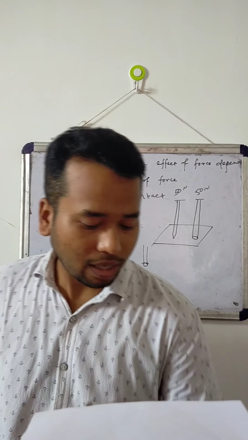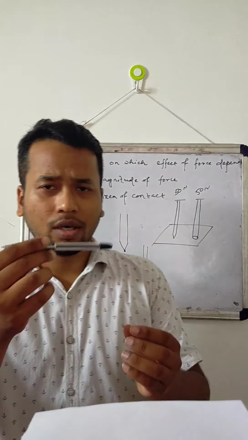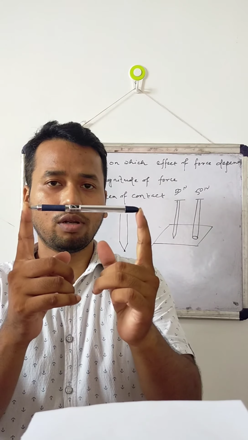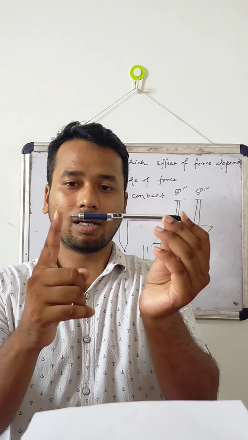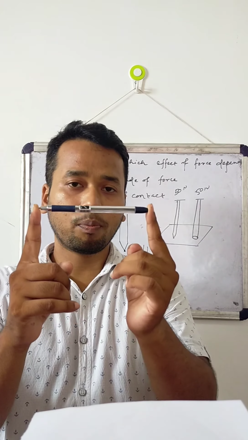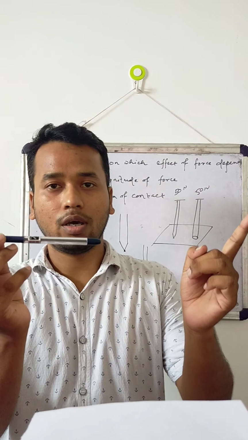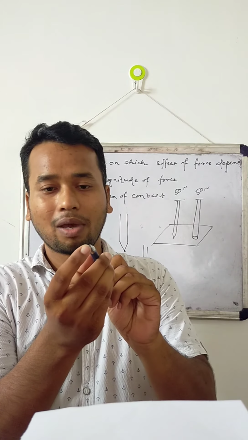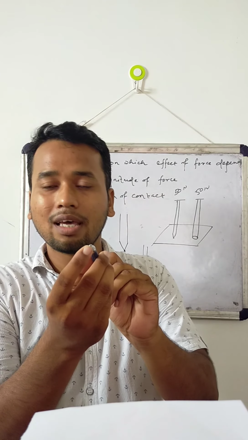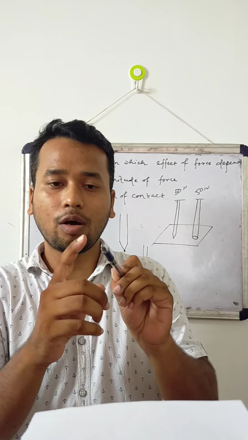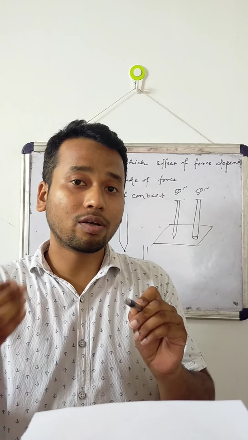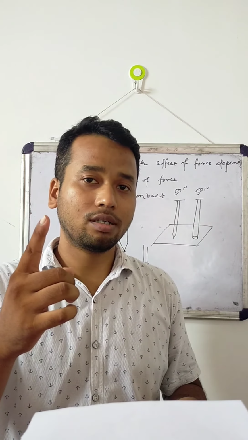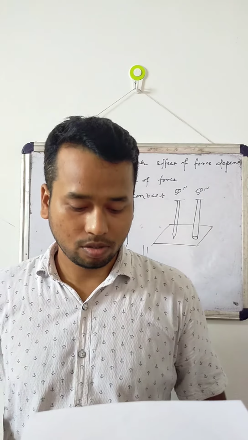We can also take another example. This is the pen I have taken. If we hold it like this, then what will happen? This finger will feel more pain in comparison to that one, because this portion has a higher area of contact and this pen refill has a very small area. So if area of contact is less, then its effect will be more. That's why when you hold it like this, the finger will feel more pain.